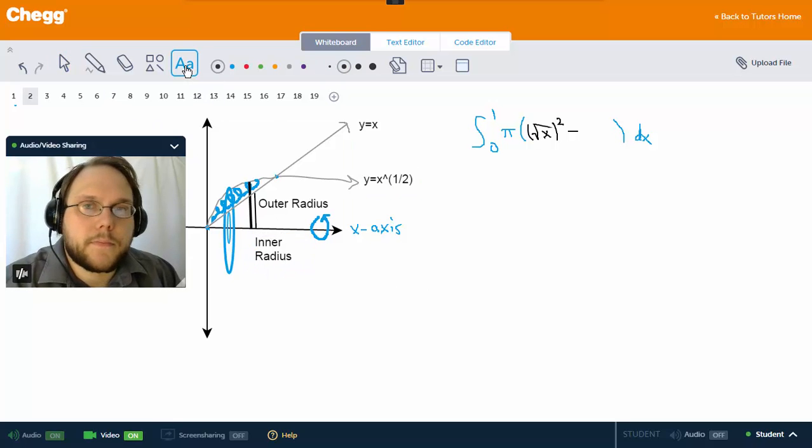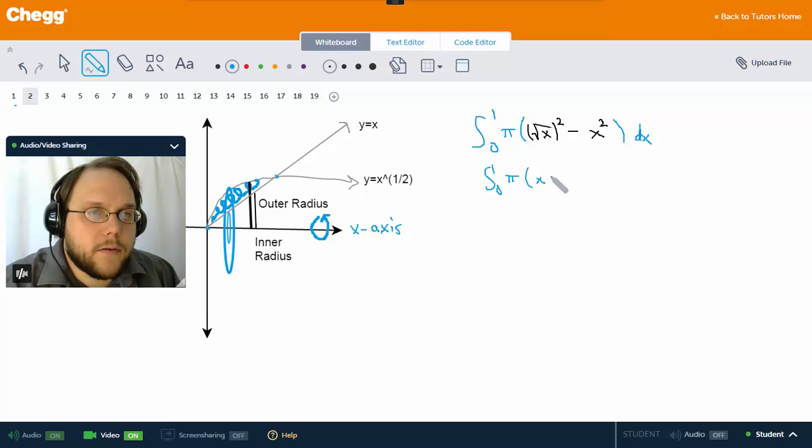Okay. So what do we have there? We have x. We have x squared. Okay, now we're just going to solve this integral. So we integrate from 0 to 1 pi, the square root of x squared, that's just x, minus x squared dx.